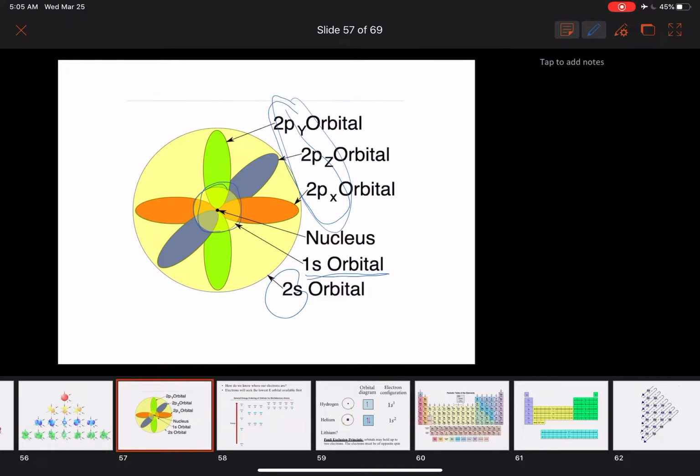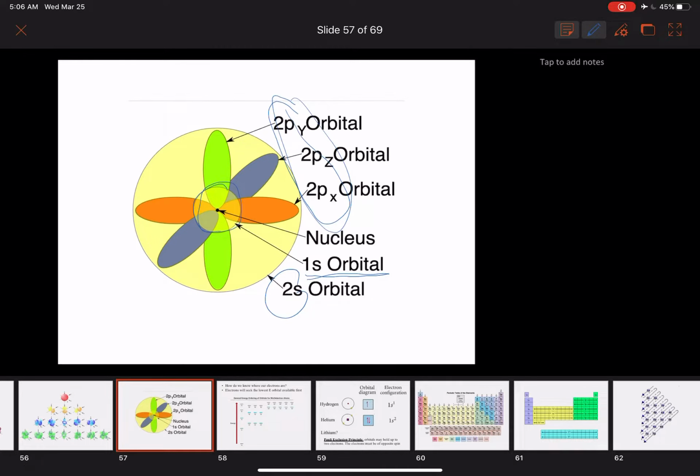So the p's and the s's are subshells in the second shell. Now all that's in the first shell again is just that 1s orbital. So the first shell only has 1 subshell, which is the s subshell, which only has 1 orbital, which is the entire shell. Okay, if that makes any sense.